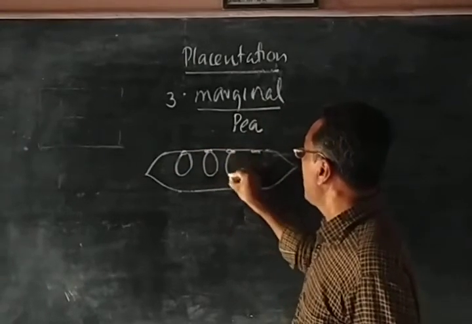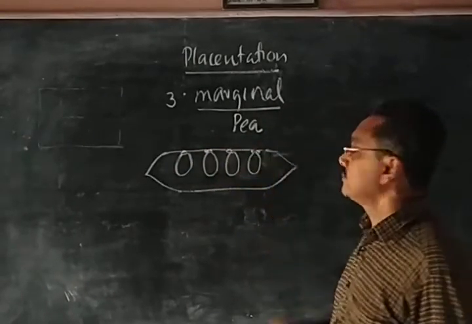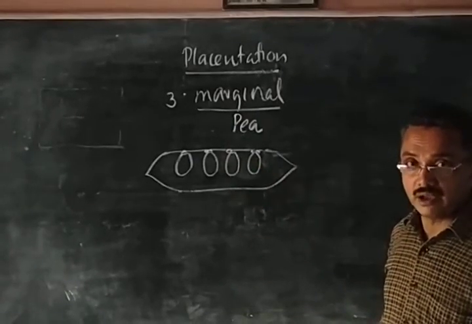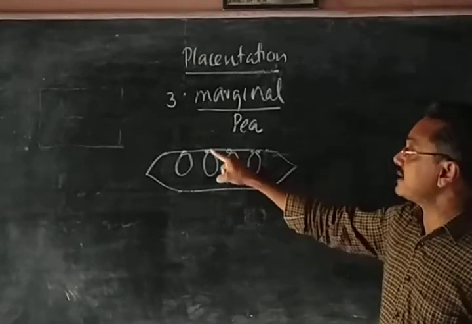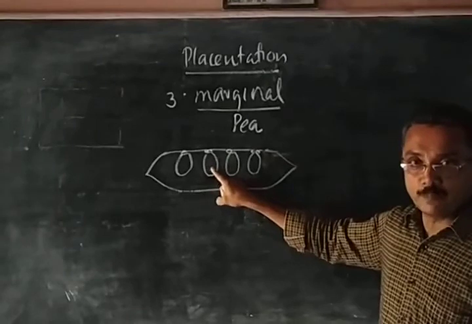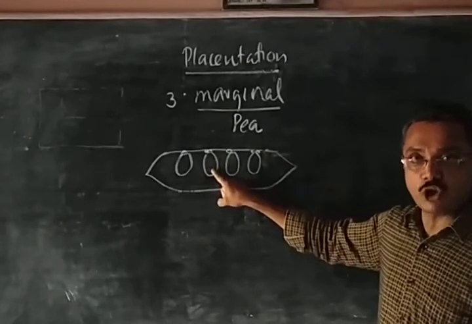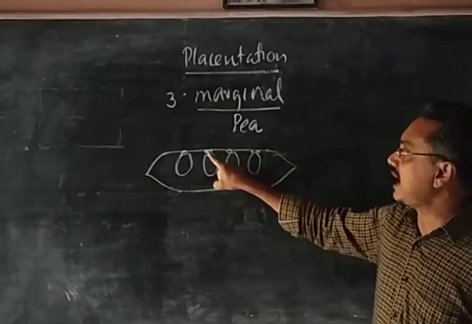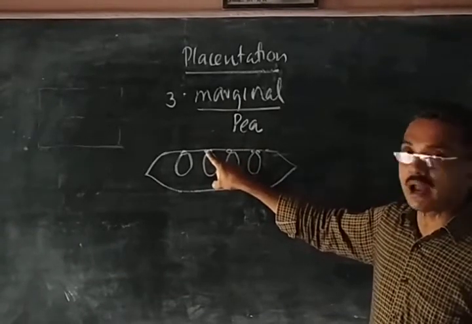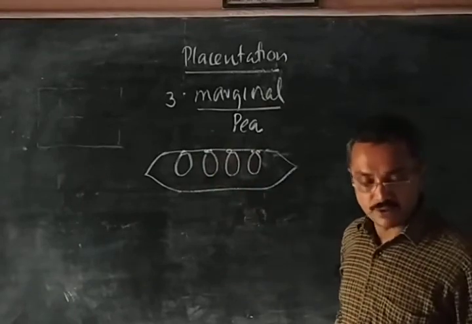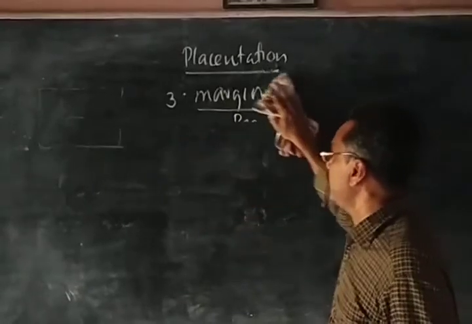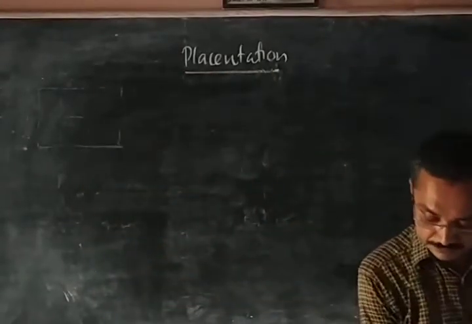Marginal placentation: the margin of the ovary. The placenta is present here at the margin of the ovary. You can see this is the seed or ovule. Ovules develop into seeds. Take the example of beans or the pea plant. The seeds are attached on the margin of the ovary, the margin of the fruit. So when the placenta is present on the margin, it is called marginal placentation. That is the second one.